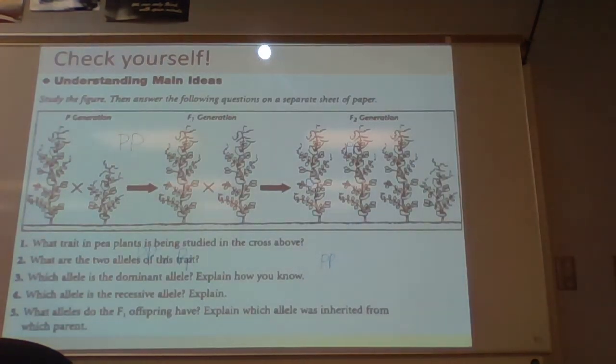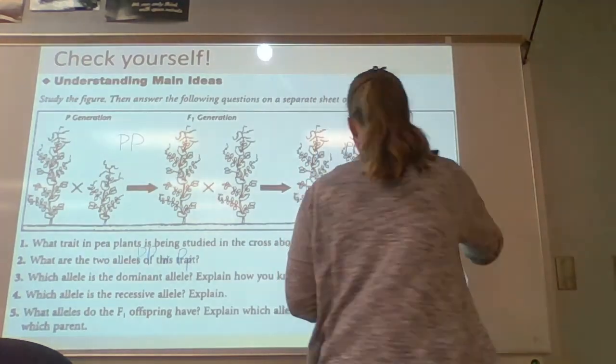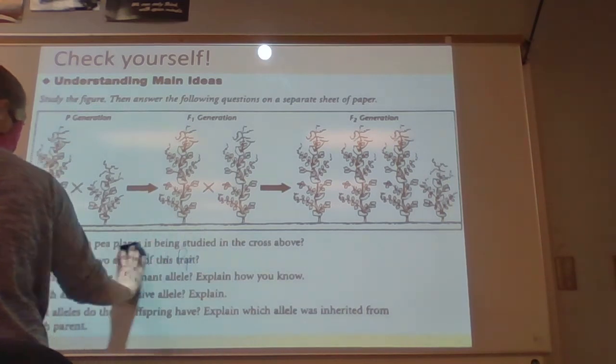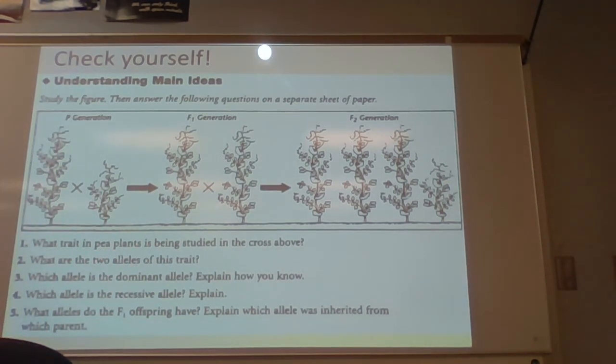Okay, so this is actually on the back side of your worksheet. So talk through these questions with your group really quickly. What trait are you studying in the cross above, the height? What are the two alleles of this trait? Dominant and recessive trait. Which is dominant? Tall height, not short. Which is recessive? Short. And what alleles do they have? A capital T and lowercase t, okay?